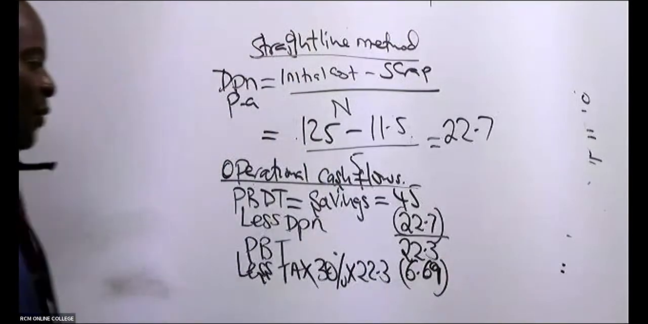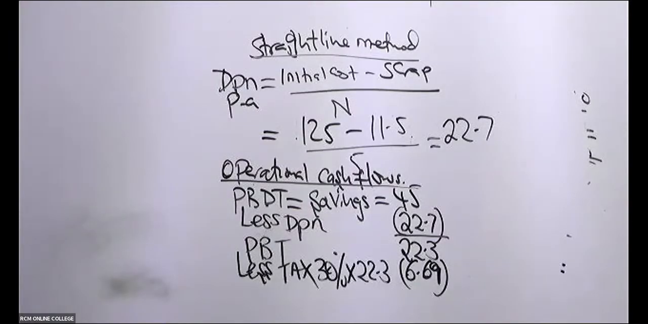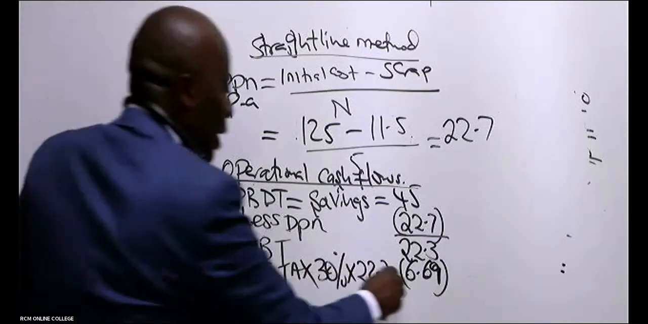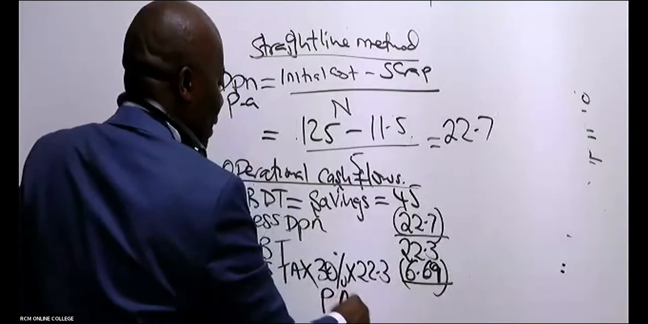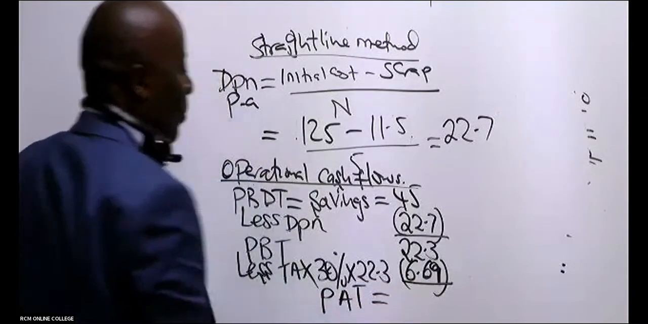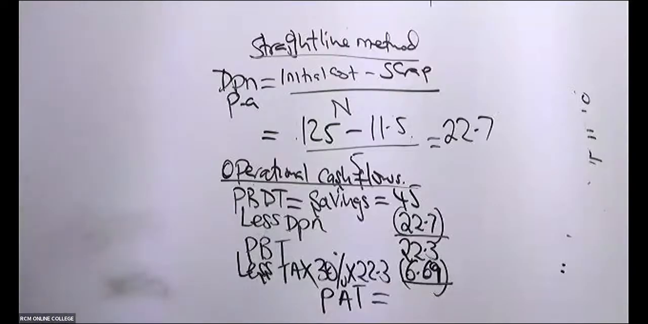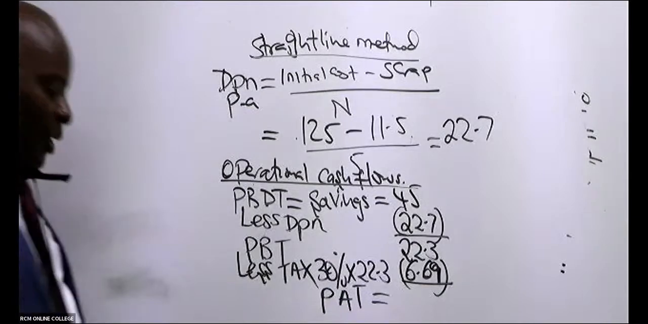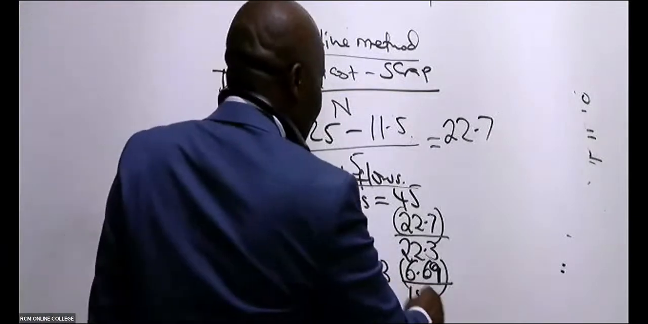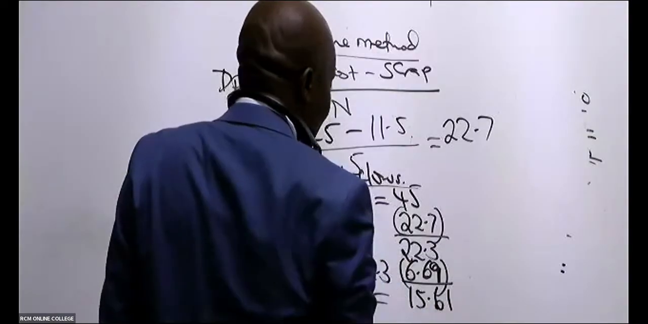So in this case here, we have our taxation of 6.69. Thank you so much. And then now we are able to get our profit after tax. Profit after tax, how much? 15.61. Yeah, 15.61. Thank you, and thank you very much.